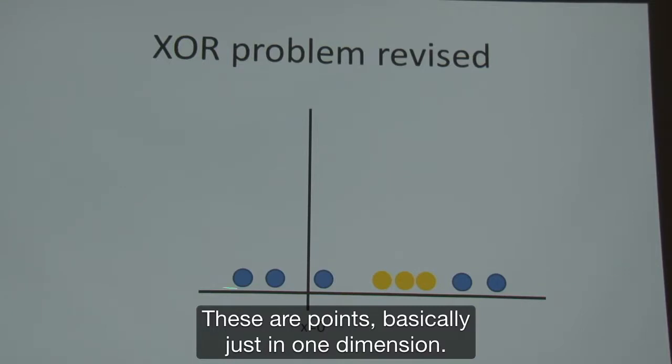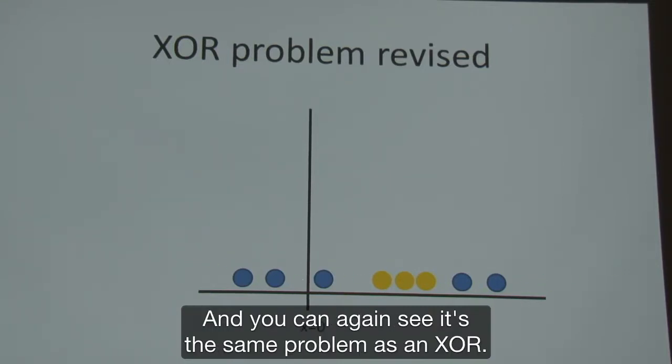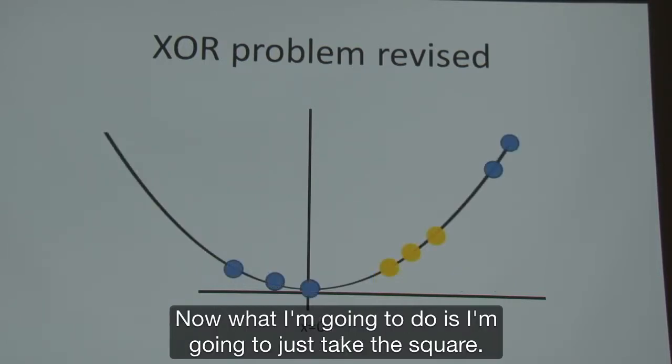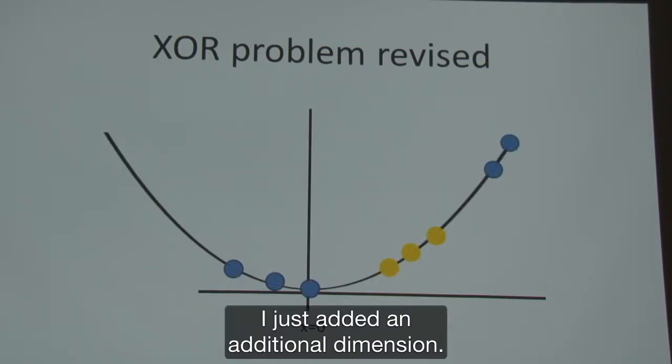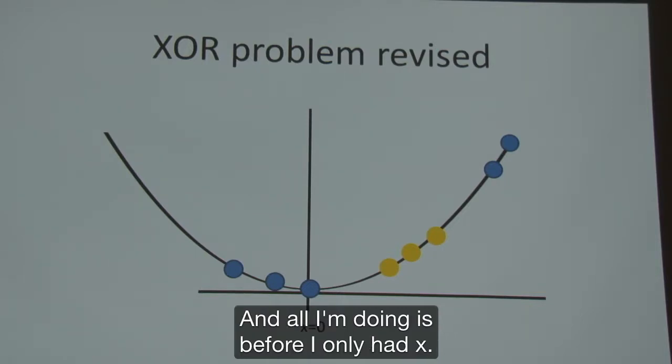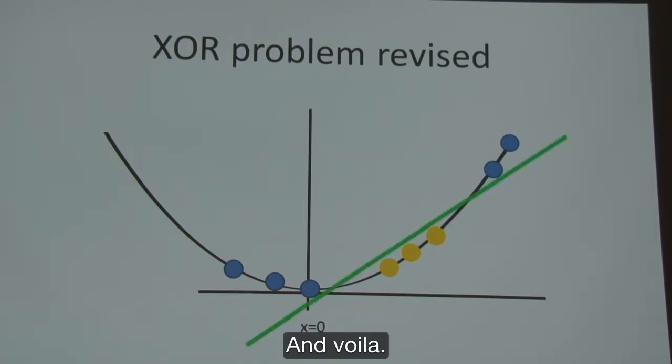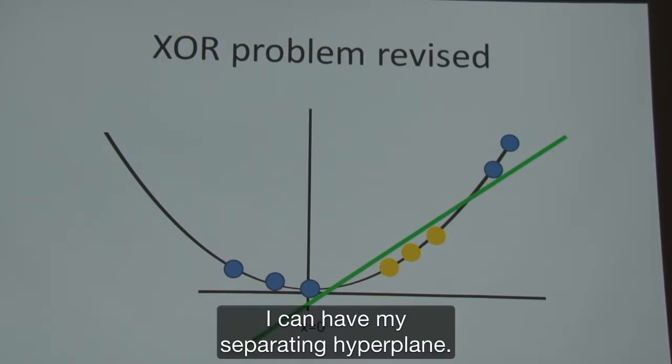These are points, basically just in one dimension. And you can again see it's the same problem as in XOR. I can't find a line there that can separate them. Now what I'm going to do is just take the square. I just added an additional dimension. Before I only had x, and now I have the point x and x squared. And voila! I can have my separating hyperplane.